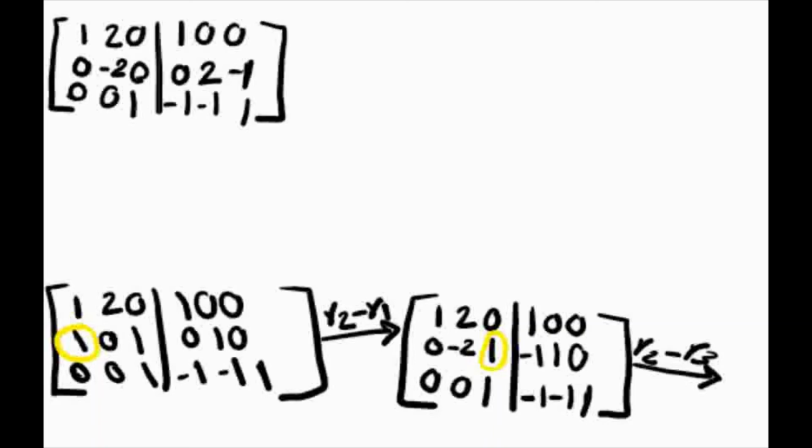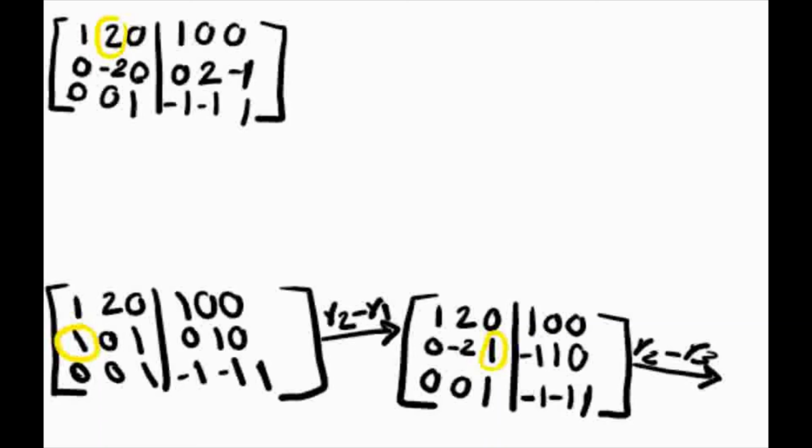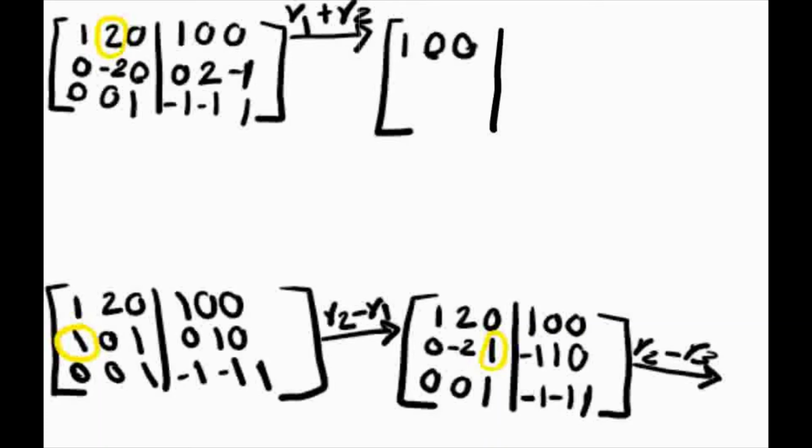After that, I'm looking at this, and to me, the easiest thing that I can change now is to make this 2 a 0. So I'm going to add R1 plus R2. So 1 plus 0 will give me a 1, 2 plus minus 2 will give me a 0, and then I have another 0 here, so this looks like identity already.